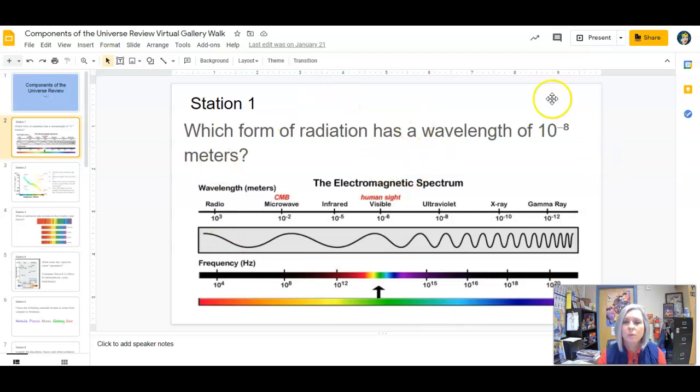So the first one that we're looking at here is the electromagnetic spectrum. You're asked to identify which form of radiation has a wavelength of 10 to the negative 8. Remember, when you're looking at the spectrum, you have wavelength and you have frequency, so please make sure you know which one the question is asking for. In this case, it's wavelength, so I'm looking up here. 10 to the negative 8 would be ultraviolet.